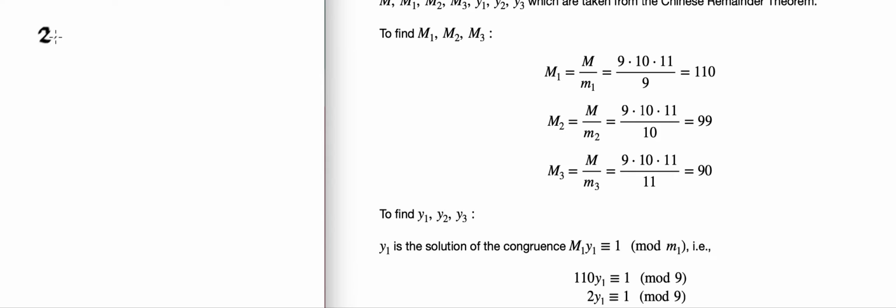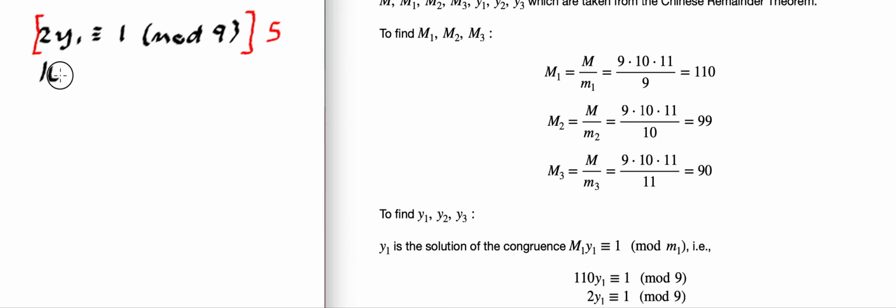So 2y sub 1 is congruent to 1 mod 9. What we will do is multiply this by 5, I mean the whole congruence. If we do that, what will happen? 2 times 5 is going to give us 10. That's 10 y sub 1 is congruent to 1 times 5 is 5, right? And the modulo remains the same, so we have mod 9 still.